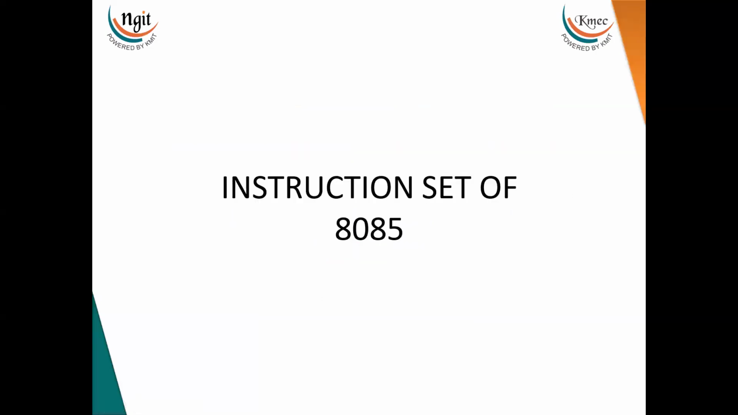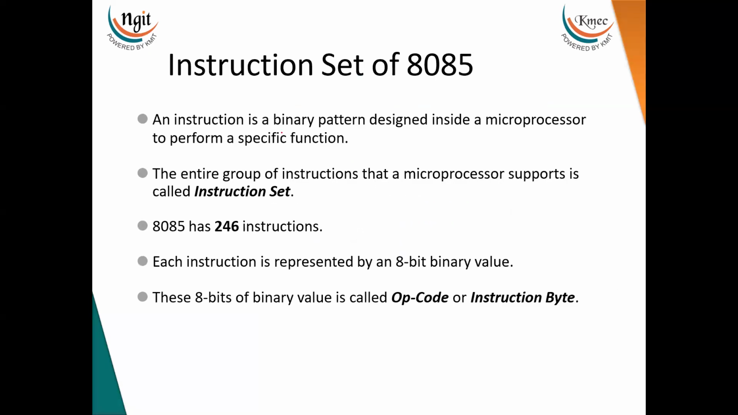Now, in this lecture, we will discuss the instruction set of 8085. Now, what is an instruction? An instruction is a binary pattern designed inside a microprocessor to perform a specific function. Such a group of instructions is called an instruction set. In 8085, a total of 246 instructions are there. These instructions are represented by an 8-bit binary value, and this is called an opcode or instruction byte.